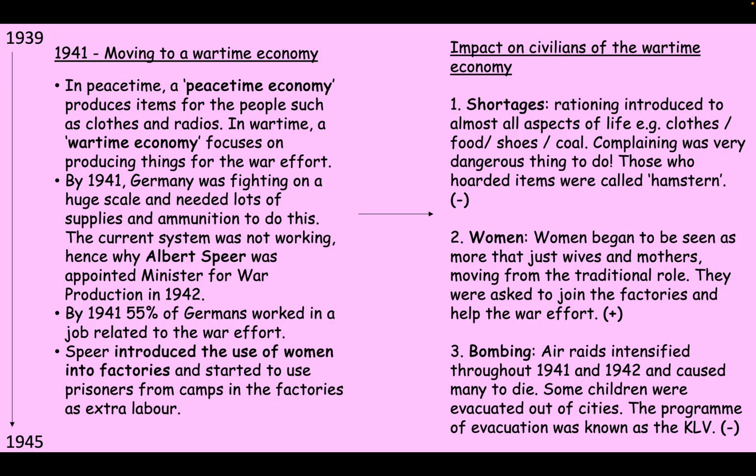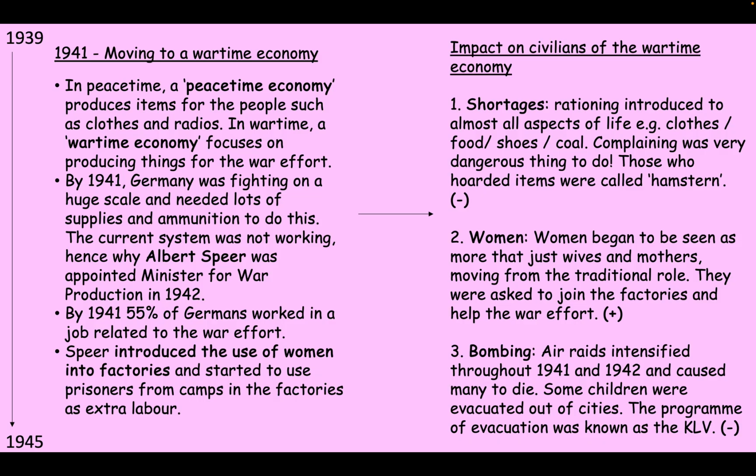The reason this happens is by 1941, Germany was fighting on a massive scale. They'd taken over large numbers of countries in Europe. They needed huge supplies of ammunition, uniforms, weapons, vehicles in order to do this. And the current system of having a peacetime economy wasn't working. So Albert Speer was appointed Minister for War Production in 1942.